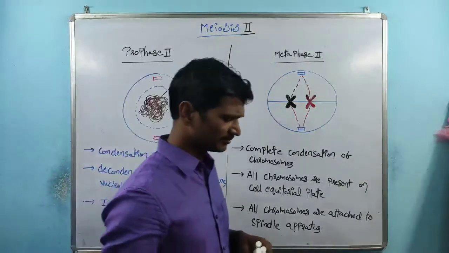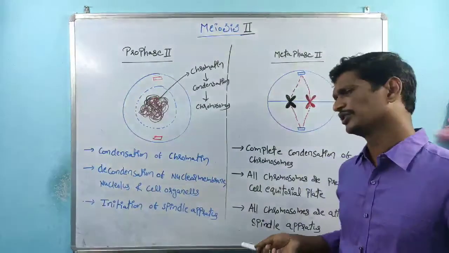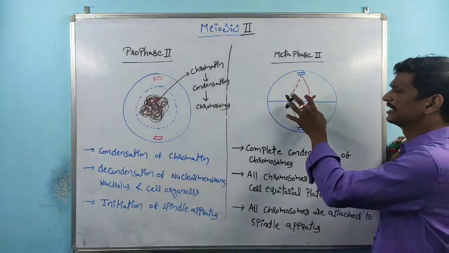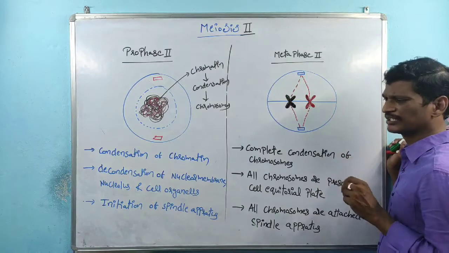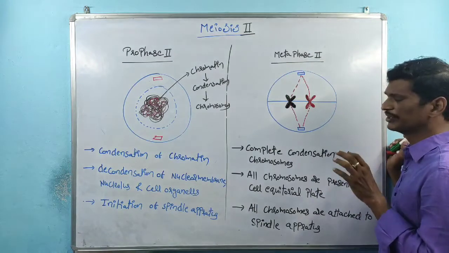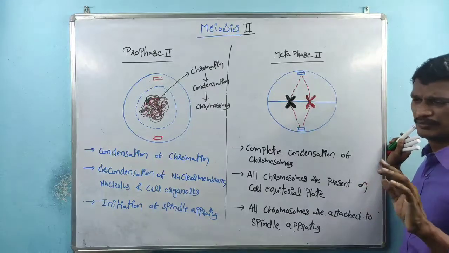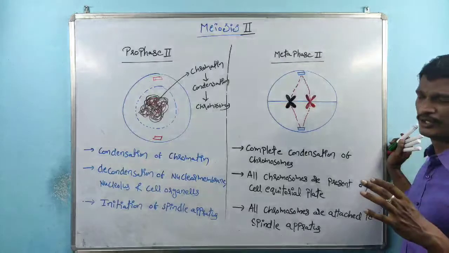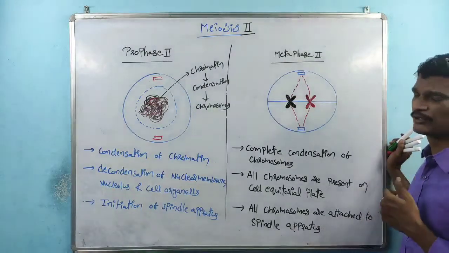And coming to the next one is the metaphase 2. We know that within that phase, meta indicates center. So here complete condensation of chromosomes takes place. So chromosomes are very clearly visible. We are doing here a karyotyping process, meaning based on the chromosome size or morphology we are classifying the chromosomes. So that is nothing but the karyotyping.